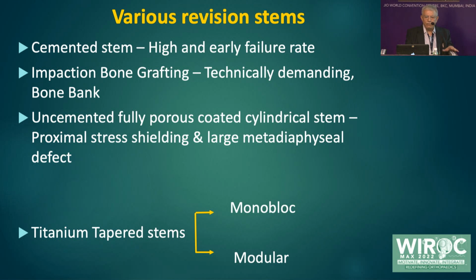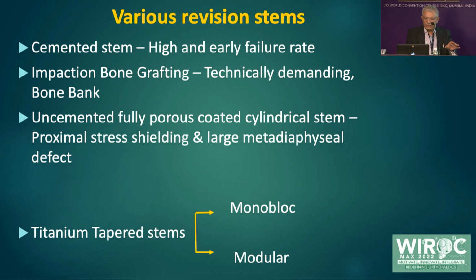Fully cemented, we know the high failure rates. Impaction bone grafting is good but technically demanding and needs a bone bank. This solution type of fully coated cylindrical stem has the results of fractures and stress shielding.